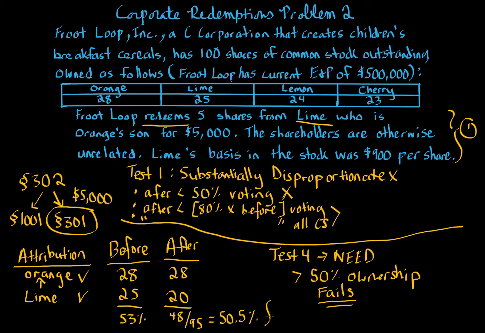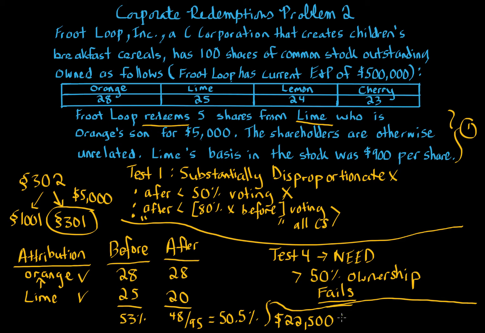So the last question, which I'm going to address here, is what about the basis of the shares? So Lime has 25 shares, okay? 25 shares before the transaction at $900 per share. That's $22,500. So $22,500 basis total. Okay, again, I got that by taking the 25 shares before, multiplying that by 900, get $22,500. Okay, if we took $22,500, divide that by 25 shares, we get $900, just math.